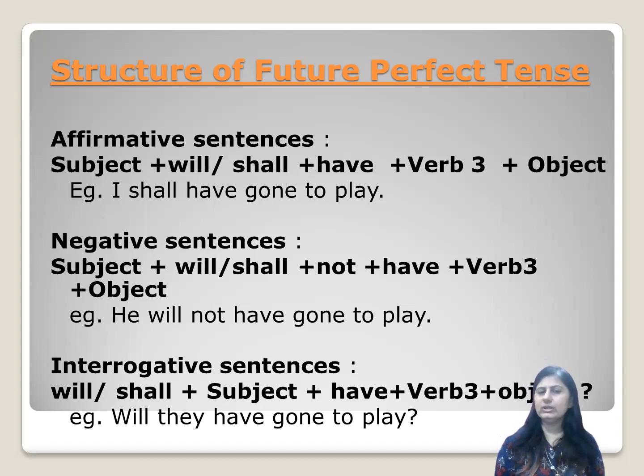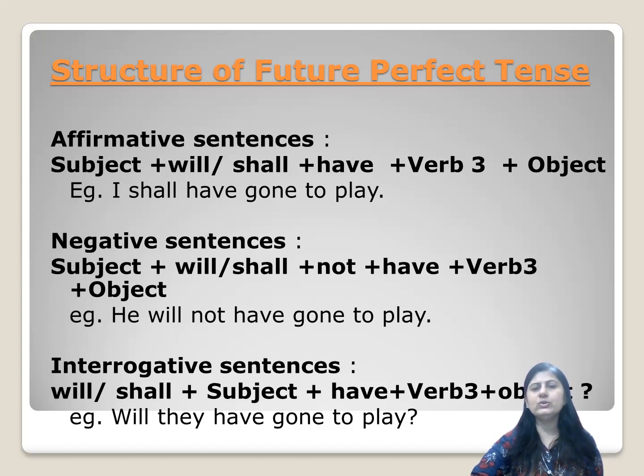In the case of interrogative sentences, will/shall will come in the beginning. Will/shall plus subject, have, third form of the verb, object and question mark. See the example: Will they have gone to play? Will in the beginning, then the subject they, have, third form gone, object, and at the end a question mark. So this was the structure of future perfect.